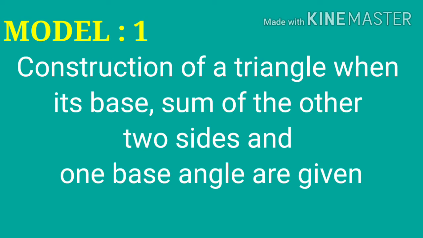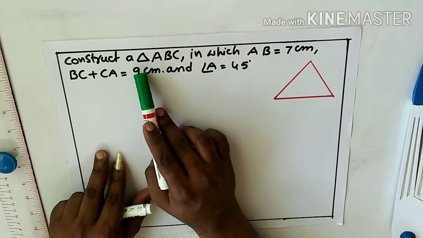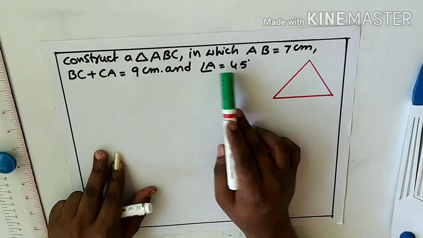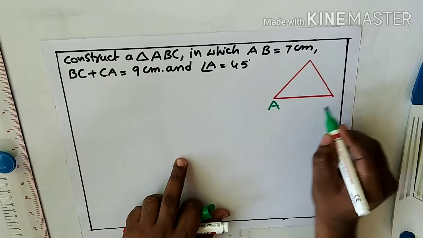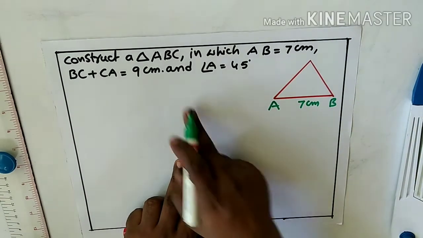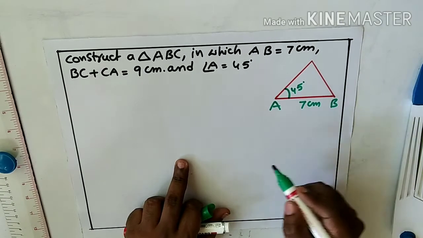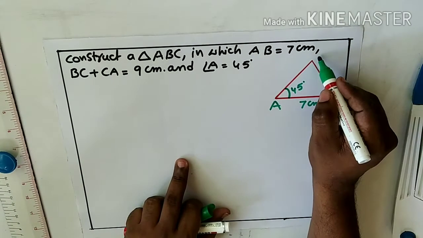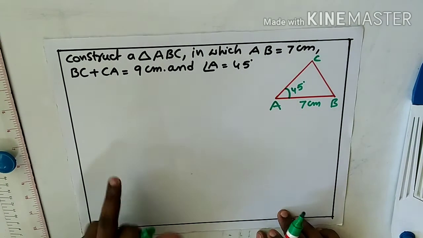Construction of a triangle when its base, sum of the other two sides and one base angle are given. Now construct a triangle ABC in which AB is equal to 7 centimeters. Now I am drawing the rough diagram. AB is equal to 7 centimeters and angle A is equal to 45 degrees. This angle is 45 degrees, and BC plus AC, the sum of these two sides, is given, that is 9 centimeters.